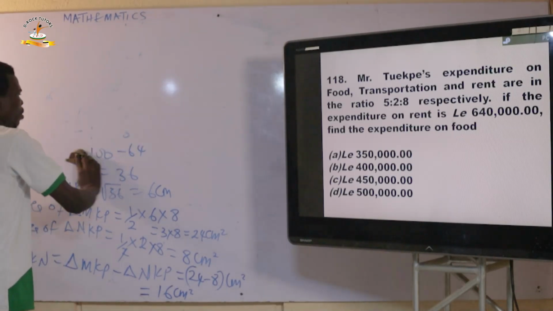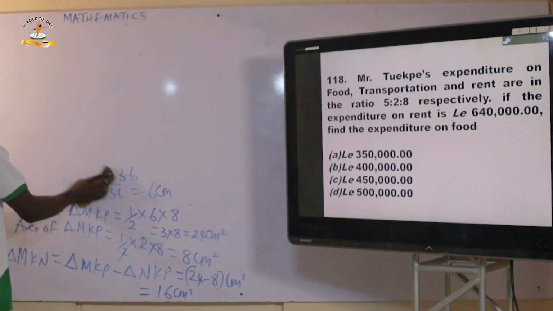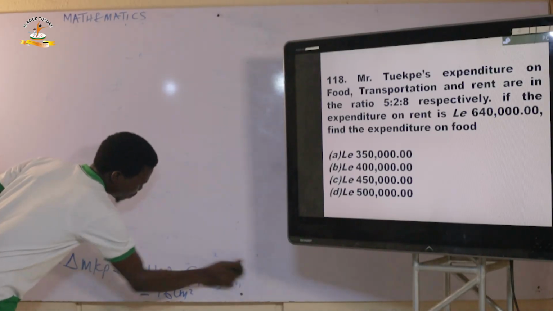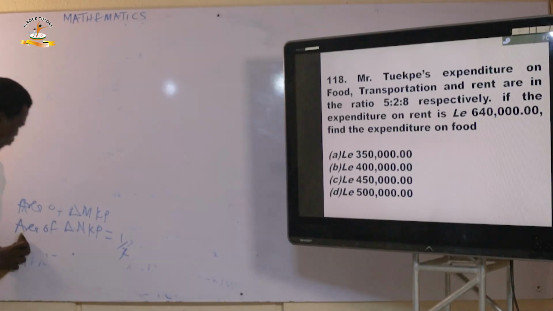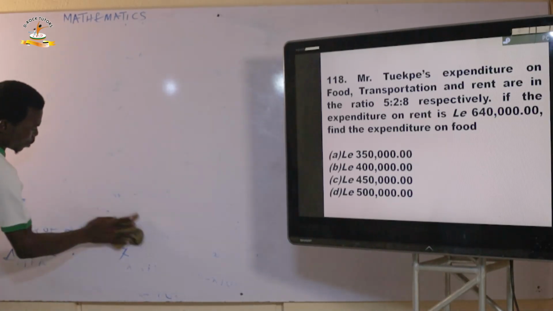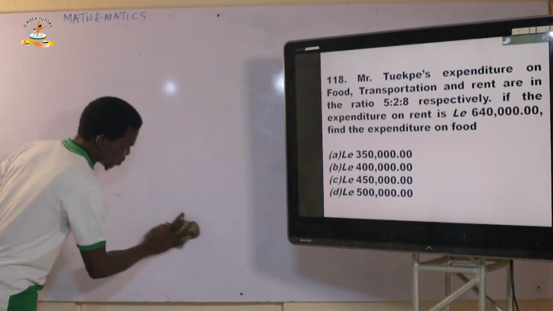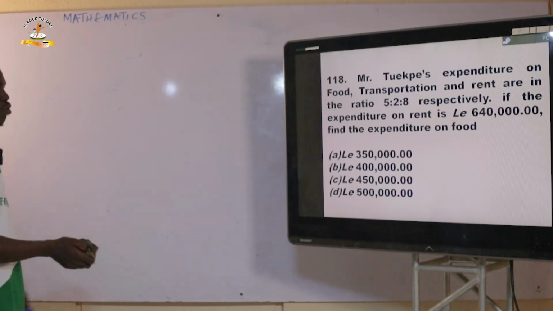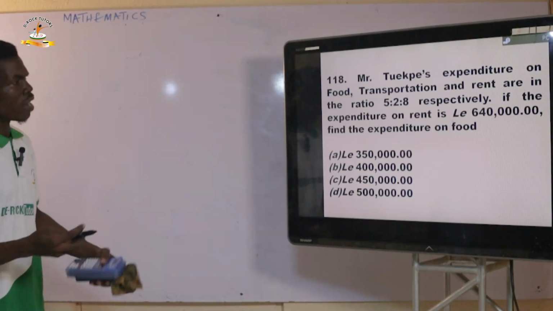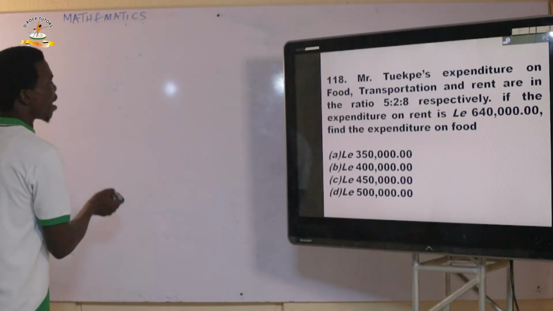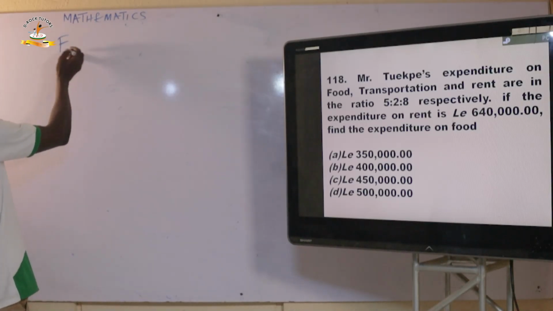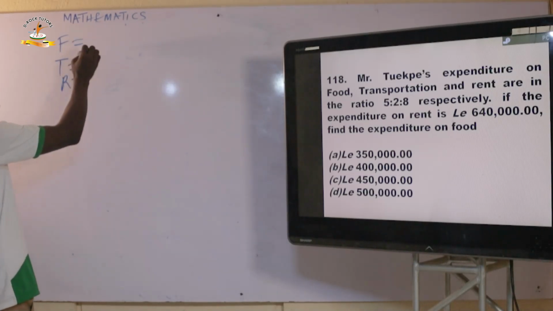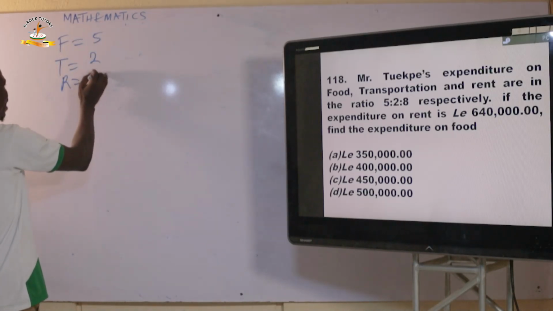So it's a ratio problem, and it has to be taken as one, and it's a very simple one at that. So while cleaning the board, I believe you are doing justice to that on your own side. So try to pause the video and see if you are going to be able to get this correctly. So let's see, the expenditures are in ratio food, F for food, T for transportation, and R for rent. So it is going to be 5:8.